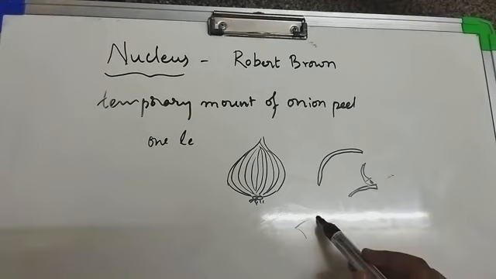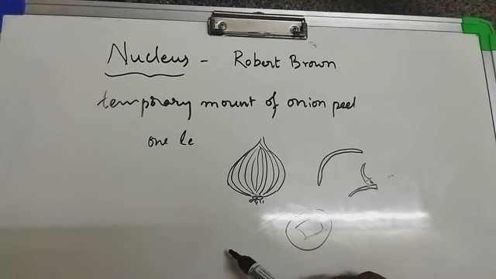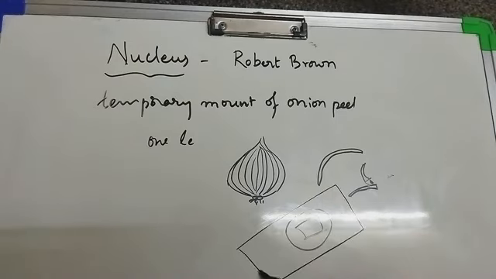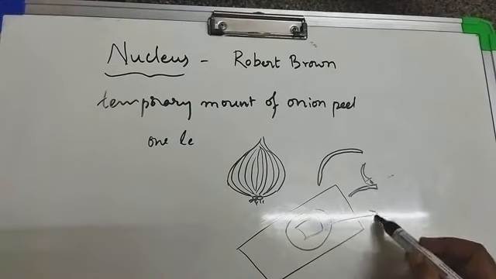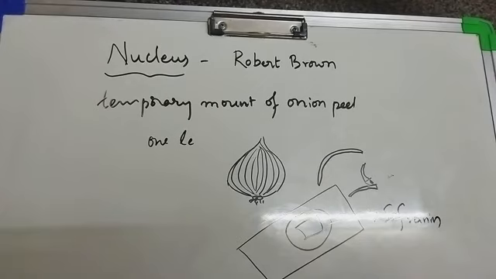What will you do with that? You will just put it in water and then keep it on a glass slide and add a stain called saffranin. What is a stain? A coloring agent. And you observe it under the microscope.